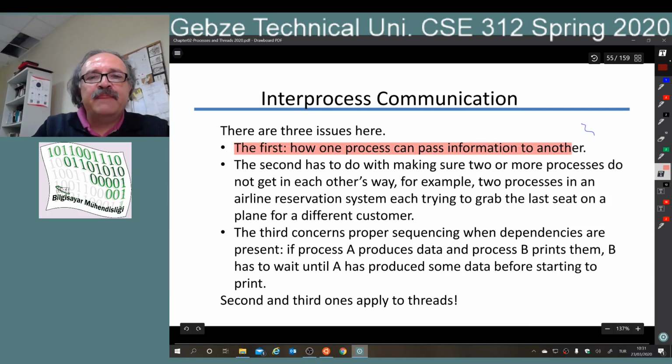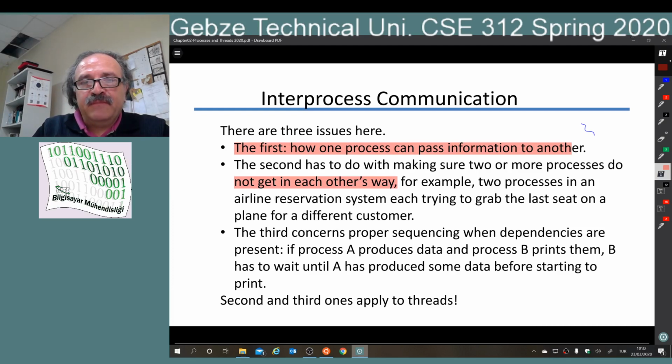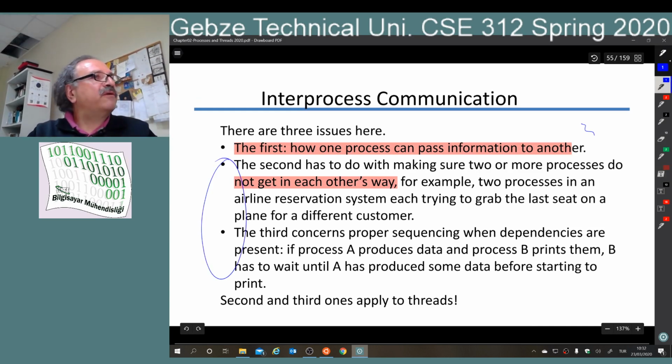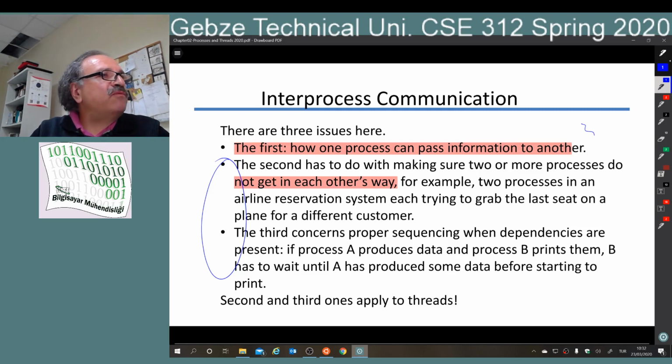The second one is if two processes or two threads are working on the same data, the same memory location, how can we make sure that one does not get in the other's way? The third one is sequences and dependencies. If A is producing something and B is printing it, this is a spooler, and B should wait until the data is ready. So mostly we will be looking at these two. Okay. So this is what we were doing.